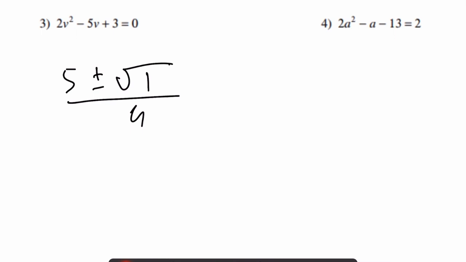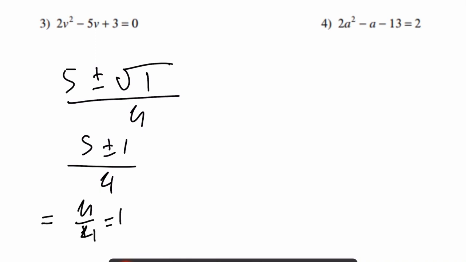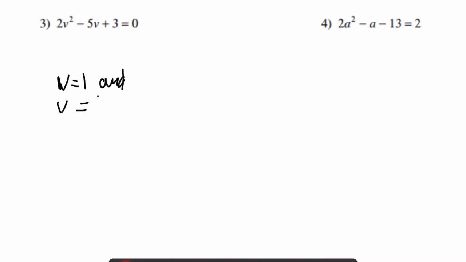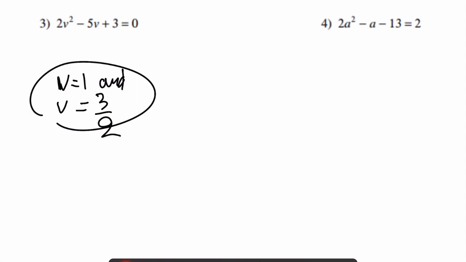The square root of 1 is 1. So we have 5 plus or minus 1 over 4, which is equal to either 4 over 4, which is 1, or 6 over 4, which is the same thing as 3 over 2. So our solutions are, kicking me out again, x is equal to 1, and x is equal to 3 over 2. Sorry, all the work was lost, but you can go back in the video to see the work.